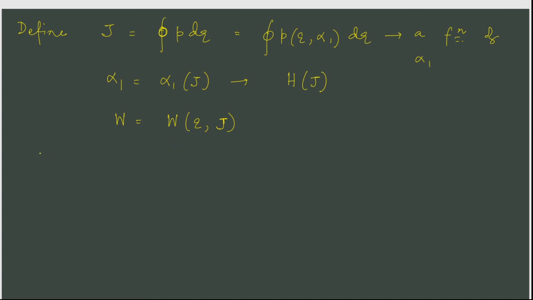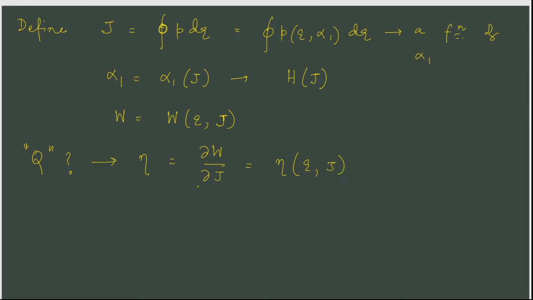In that case, what would be the new generalized coordinate? That is simple. We will call it eta. That would be given by definition. So, since W is a function of q and J, this derivative will give us this eta. It will also be a function of q and J. It's something that we will remember. We will need this relation again.